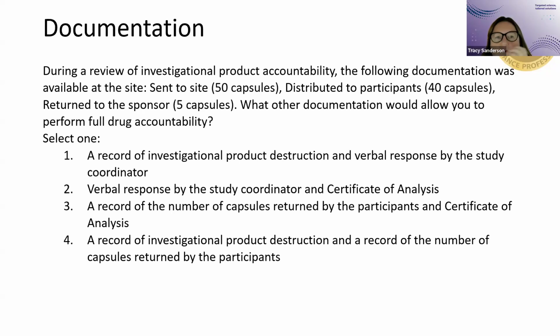The question says, what other documentation would allow you? And number 1 and number 2 say a verbal response. That's not documentation. Exactly. So you kind of rule those 2 out automatically. And a certificate of analysis has nothing to do with the quantity. It tells me about the composition of the product and that it was produced and that it contains certain amounts, micrograms, milligrams, nanograms, whatever of this and this and that, and that it conforms to some standards. So basically the only possible answer is the last one.